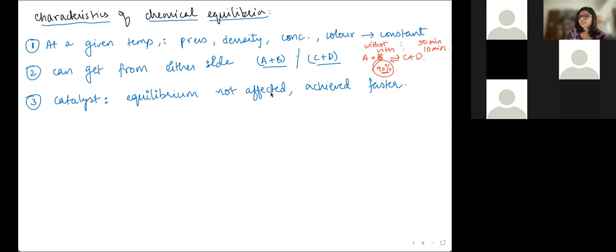When do you get equilibrium? What are the concentrations of the reactant and product? All of that will remain the same. Only the time factor will change. Equilibrium is achieved faster, like the reaction gets faster. That's it.